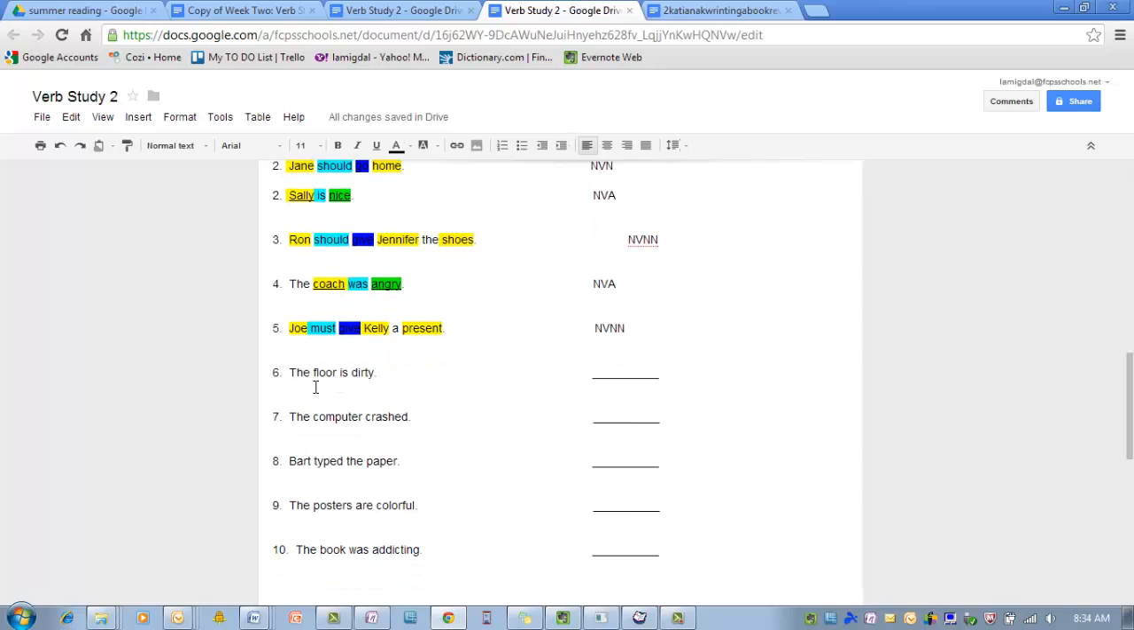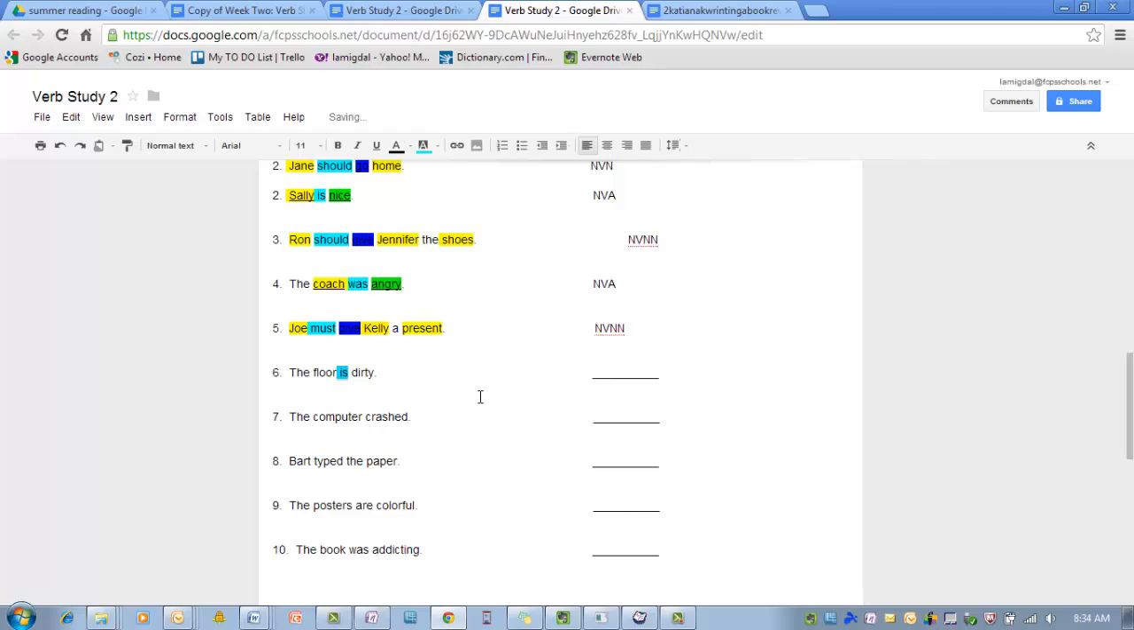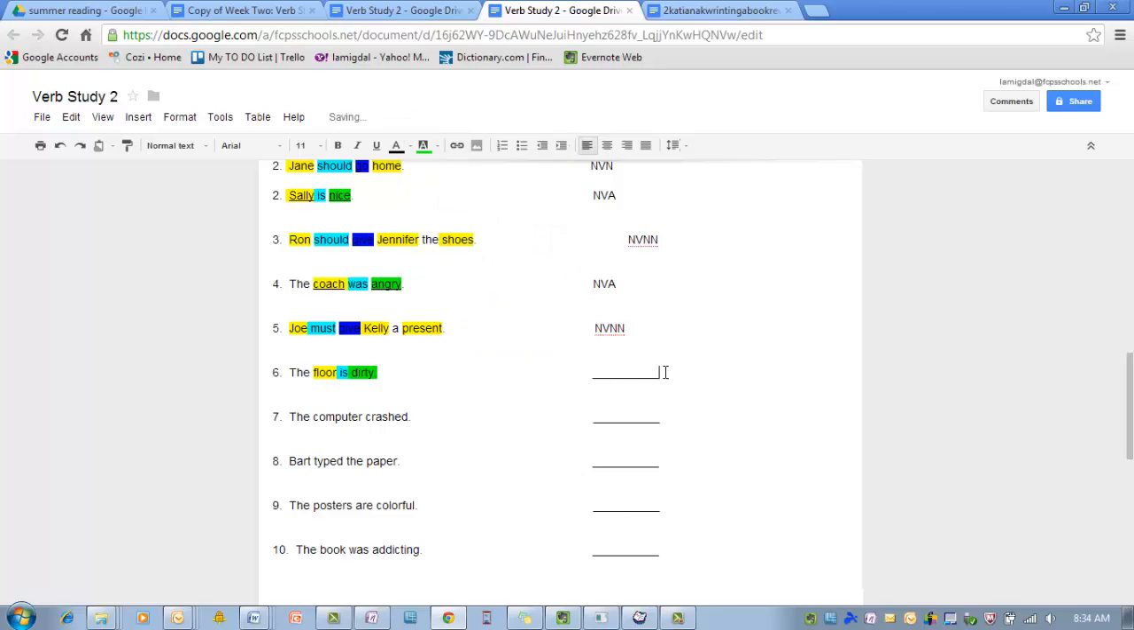Okay, number 6. The floor is dirty. Okay, so my verb is here, and that is a be verb, "is." Remember, "am, is, are, was, were," right? We come in front, and "floor" is the noun. We're going to leave the "the" by itself. That's an article. We come back here: dirty. Is dirty a person, place, or thing? No. Does dirty describe something? Yes, it describes the floor. There we go. And it is noun, verb, adjective.